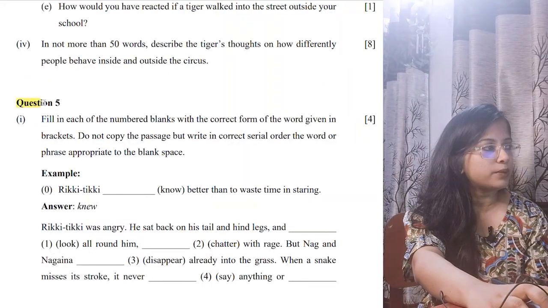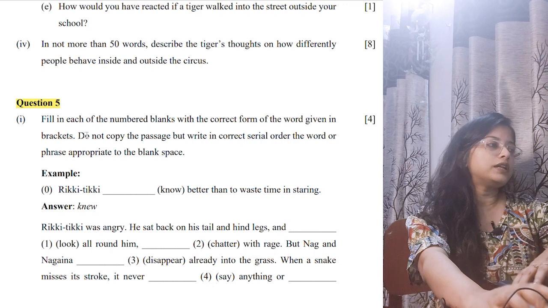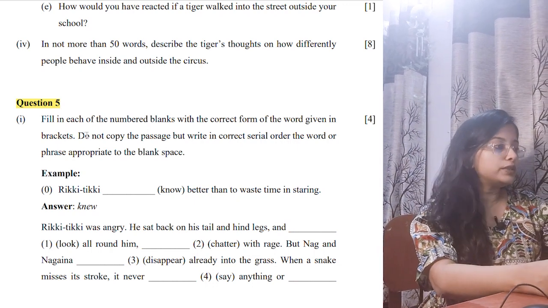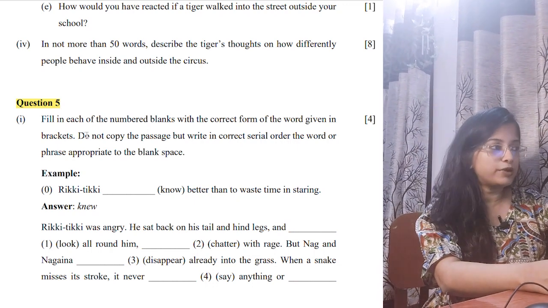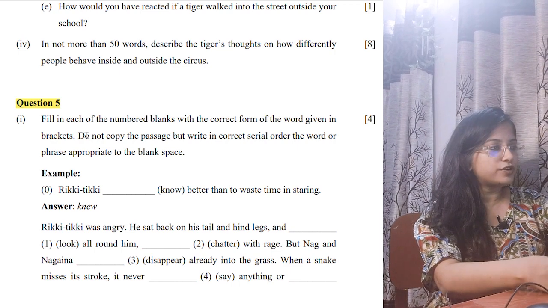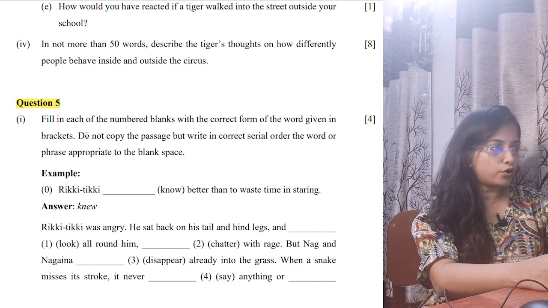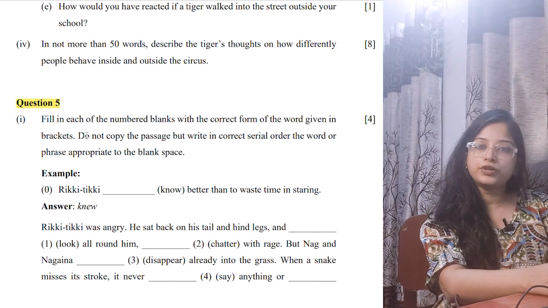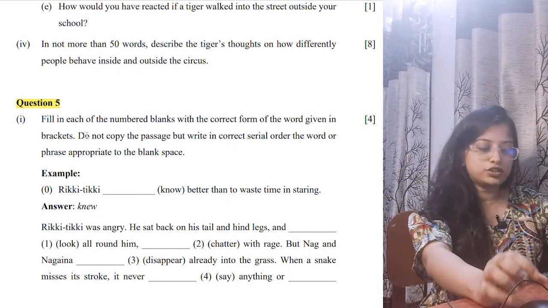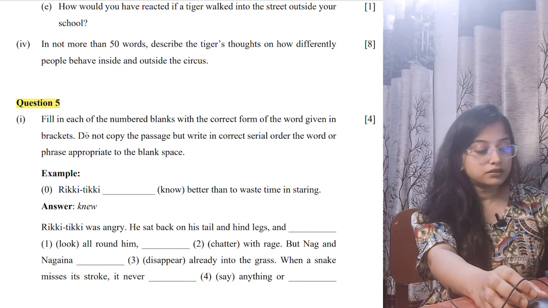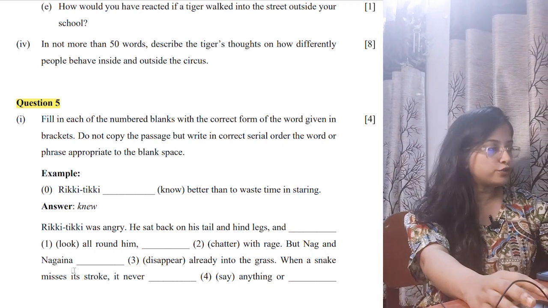First one, question number 5. Fill in each of the numbered blanks with the correct form of the word given in the brackets. Do not copy the passage but write the correct serial order of the word or the phrase appropriate in the blank space. This is the general statement that is given that you need to follow.